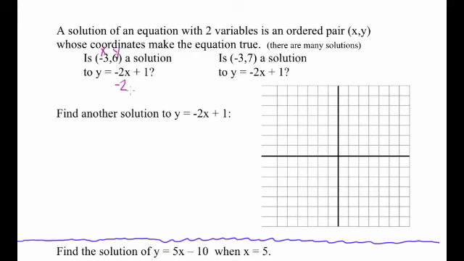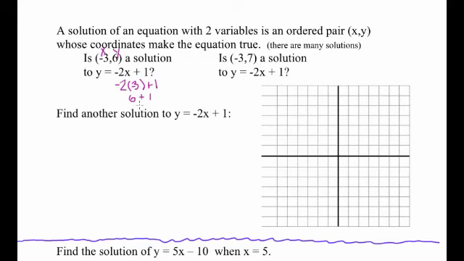If I sub in the x-coordinate, -3, into this equation, what do I get? -2 times -3 is 6.